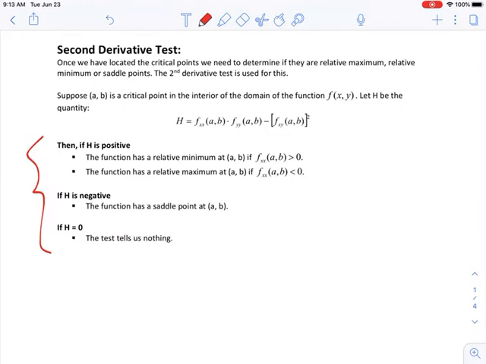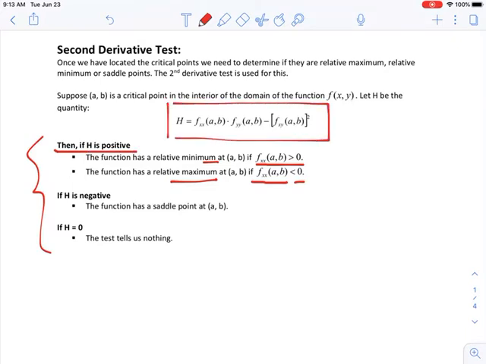When the Hessian is positive, the function has a relative minimum at the point (a, b) if this second partial derivative is greater than 0, and it has a relative maximum at (a, b) if the second partial derivative is less than 0. So first of all, H has to be positive. And so here's how we find H. We find H by taking the second partial derivative with respect to x, multiplying it by the second partial derivative with respect to y, and then subtracting the mixed partial derivative squared.